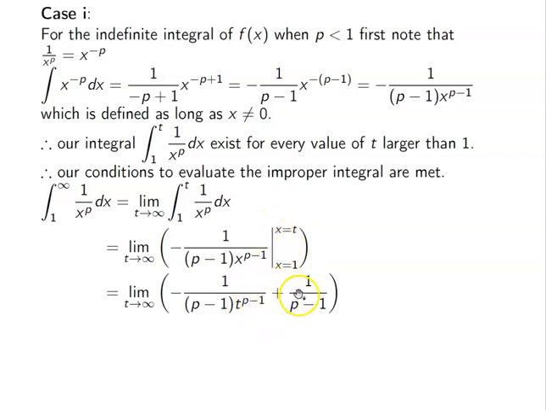Here, when I plug in 1, that's 1 to whatever power, which is just 1, so that's 1 over p minus 1. I'm subtracting a negative, so that's plus. Okay. So if I look at what happens when t goes to infinity, t is getting larger. Normally that would mean that this part goes to 0.